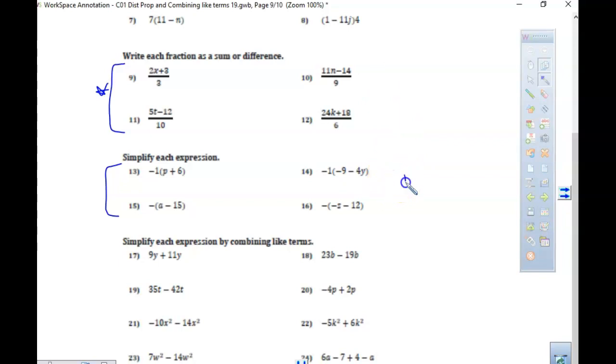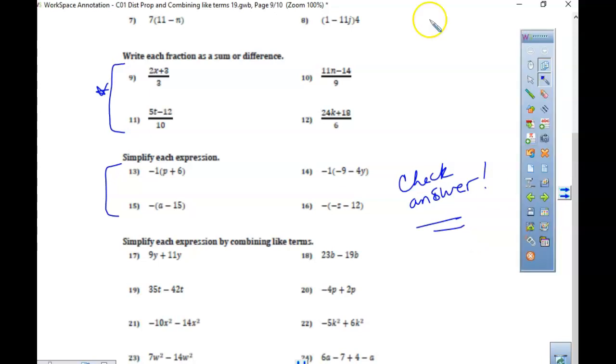Be sure you check your answers in the back. So make sure you're on the right track with these. You do not want to do them wrong. Do one, check it, make sure you're on the right track.